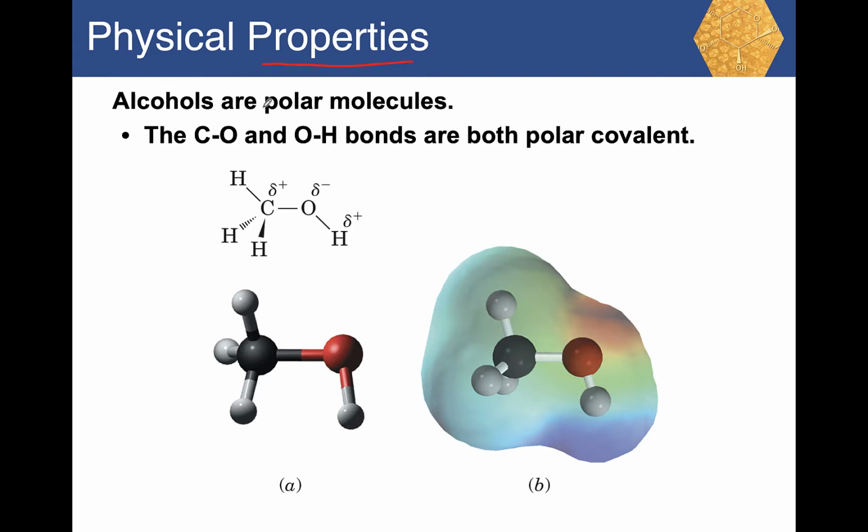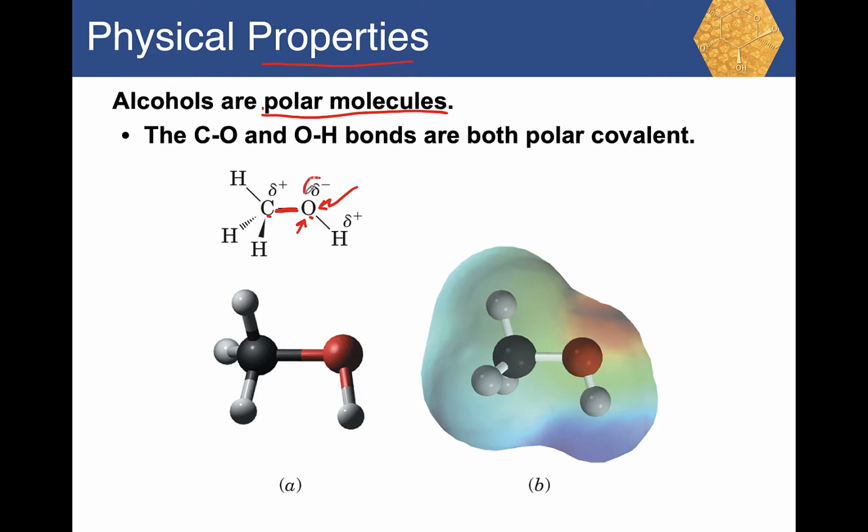Alcohols are polar molecules. Why are they polar? Because we have a carbon that's bonded to an oxygen. You will recall that oxygen is more electronegative than carbon. So look at your periodic table and you'll see that oxygen is to the right of carbon. It's closer to fluorine, which is the most electronegative atom. So therefore this bond here is a polar covalent bond, which means that these 2 electrons here are closer to the oxygen than the carbon.